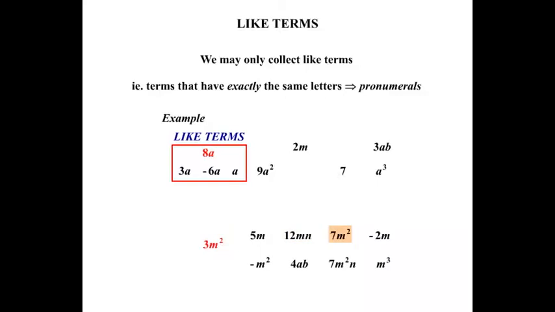The 7m squared, we would consider that to be a like term, so we'll bring that across. Negative 2m, well, the m isn't being squared, so forget that. Negative m squared, yes, we consider that to be like, so we'll bring that across. 4ab, well, not even close. 7m squared n. Well, if there wasn't the n, we would have been okay, but the n's there, so we've got to give that a miss as well. M cubed, well, that's different from m squared, so they are our like terms.